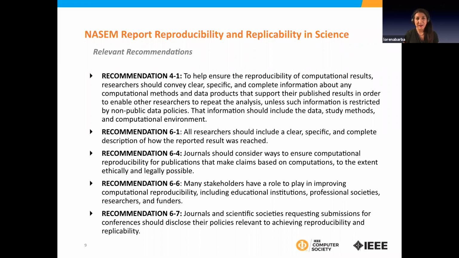Recommendation 6.7 is targeting journals and scientific societies and says that they should disclose their policies relevant to achieving reproducibility and replicability. There's a recommendation for funders that is not highlighted here, but I do want to mention, which says that funders should consider adding reproducibility within their merit review criteria, and we see a movement towards that kind of consideration, which is a trend in science policy that we need to take into consideration.